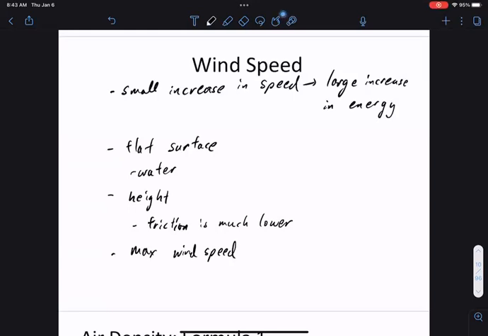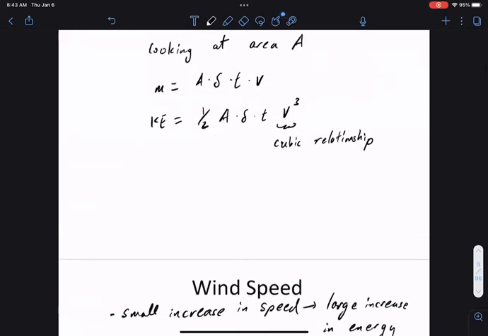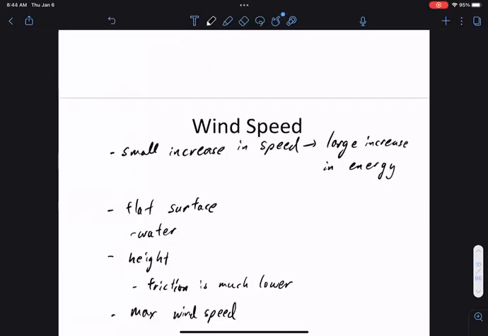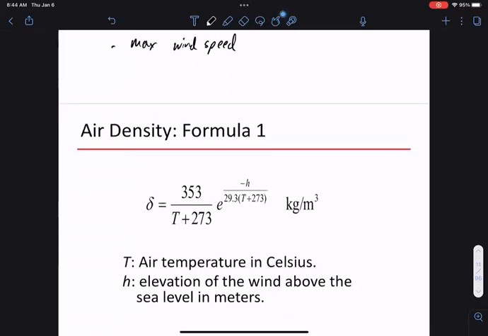So if you look at the formula, A depends on the size of your turbine. So you build big, right? V is given by the speed of wind. One thing in this equation that also depends a little bit on nature and where you put the turbine is this delta, this density. Then there are many formulas for density.